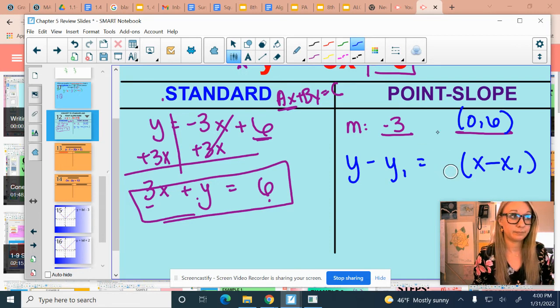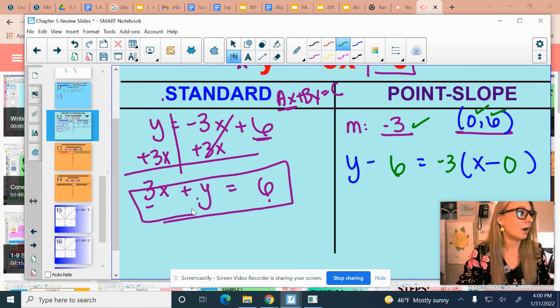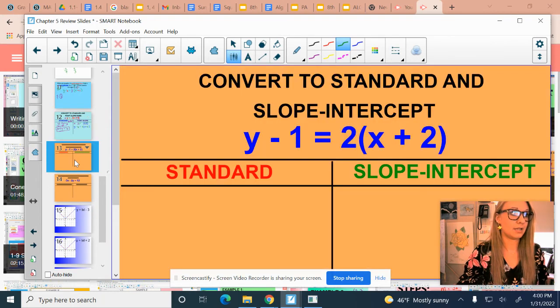I can take out m, and let's go ahead and plug in our slope. Done. Then we'll plug in our coordinate pair. So instead of y1, I'll plug in 6. And then instead of x1, I shall plug in 0. Okay, that was example 1.